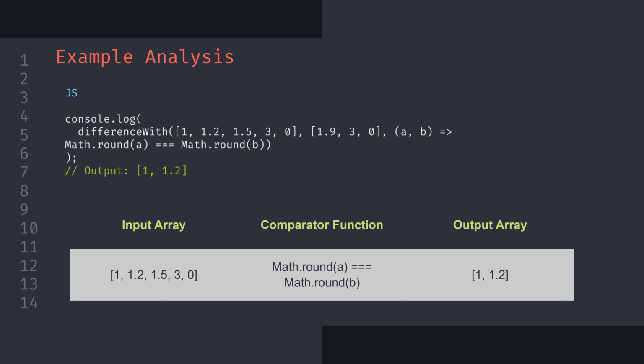In this example, values from the first array are compared with the second array using Math.round. Elements like 1.5 are excluded because they match a rounded value in the second array, leaving 1 and 1.2 as output.